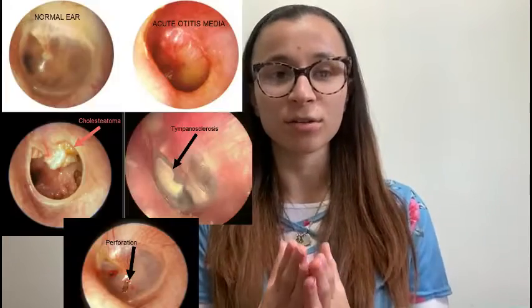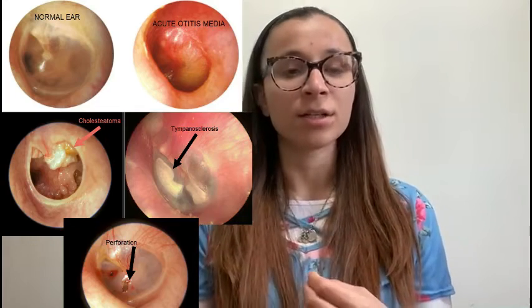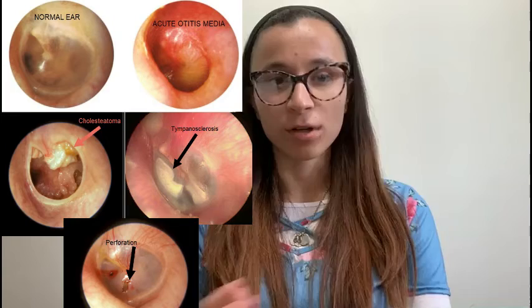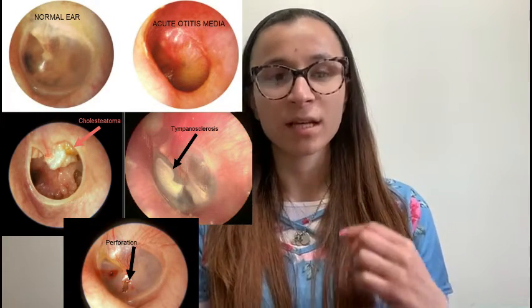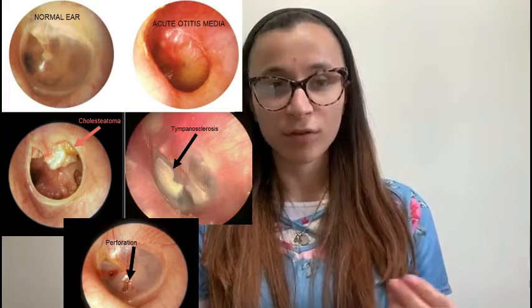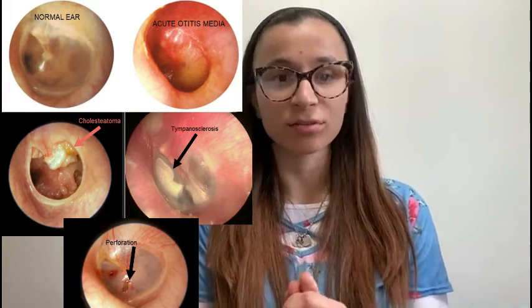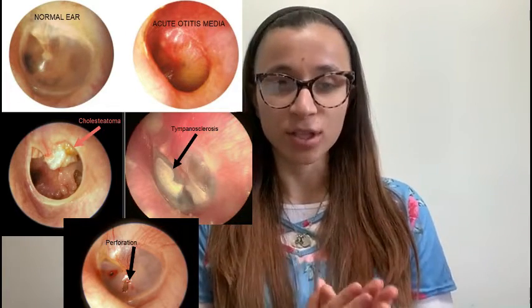Okay, so this list is not inclusive, but it goes over the main ones. Ear infection is your beefy red, bulging, and your loss of landmarks. Your cholesteatoma is going to be your yellow, crusty thing. Your perforation is going to be your hole in the eardrum, and your tympanosclerosis is going to be the white patches, and that is from scarring.